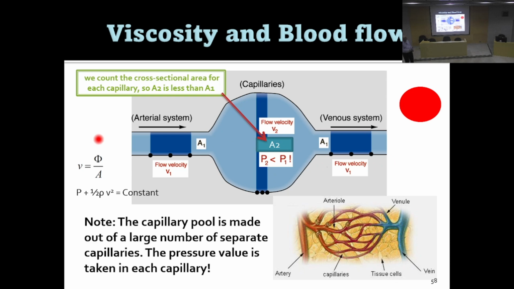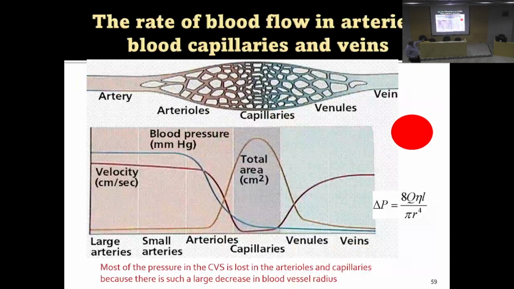So when the area is bigger, the velocity is small, isn't it? When velocity is small, the pressure is also high at this point, according to the Bernoulli principle again. All this is just telling you how the flow goes through the capillaries and arteries and other things. Remember the cross-sectional area: we say large artery, small artery, arterioles, capillaries, venules, veins.